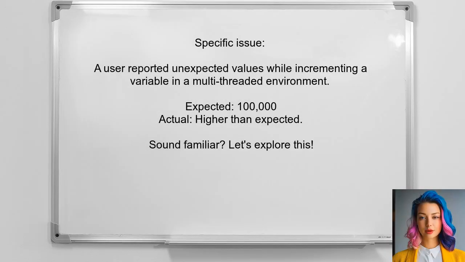Let's take a closer look at the specific issue at hand. One user recently reported that while running a loop to increment a variable in a multi-threaded environment, they were getting unexpected values. They expected the variable to equal 100,000 after the loop, but the output was much higher. Sound familiar? Let's explore this together.